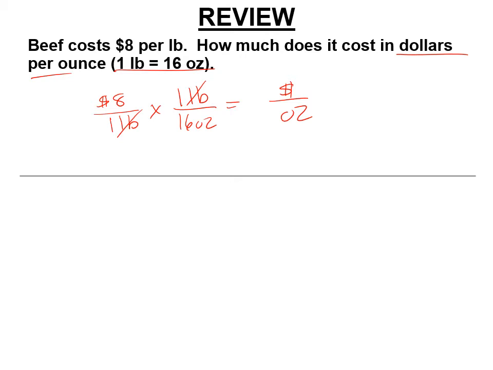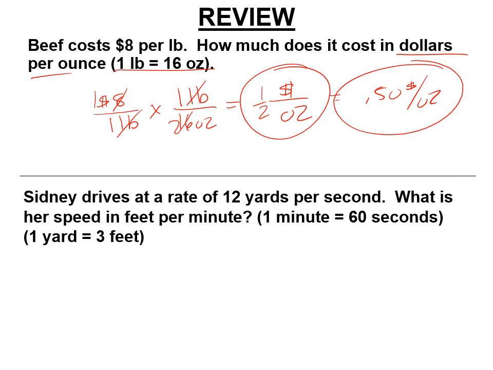So we get 8/16, which simplifies to $1/2 per ounce. It's $0.50 per ounce, so you could leave it that way, which is 50 cents per ounce, which is also $1 for 2 ounces. All of those are true, but I'm just looking for $0.50 per ounce here, or 50 cents per ounce.